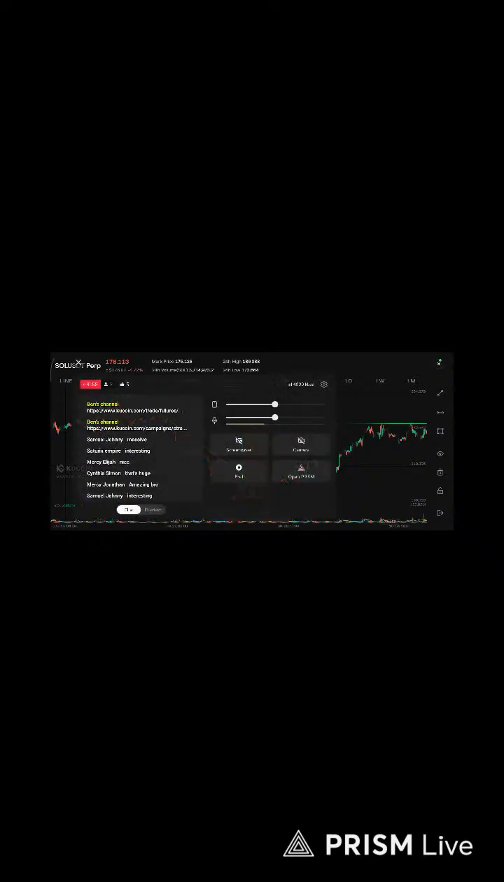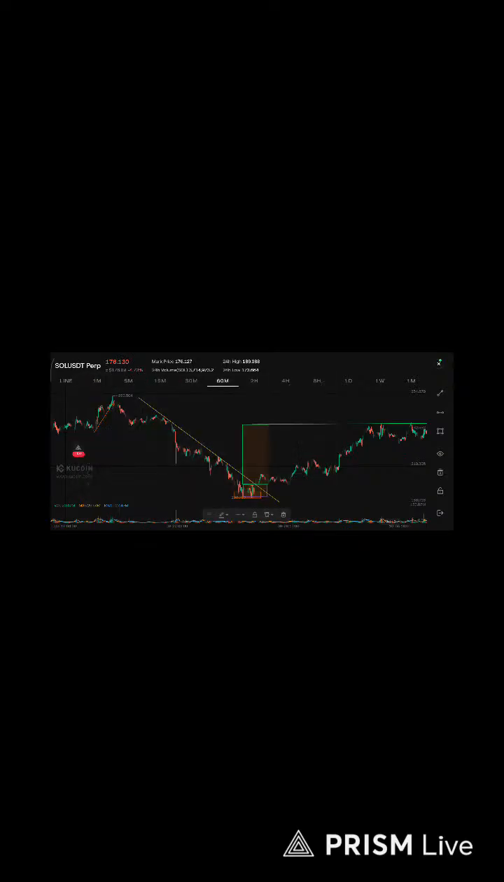You see the blue candle is my stop loss, while the green is the gap in which I'm going to take my profit. Okay, so that's just it.